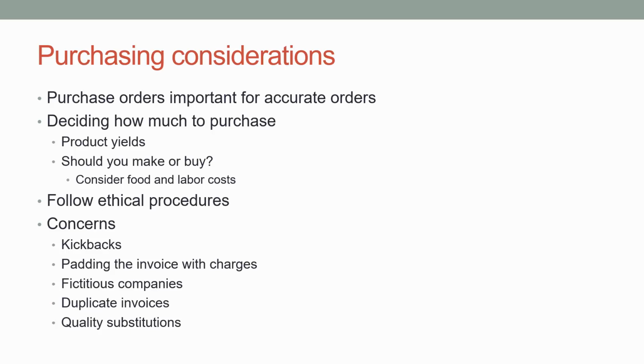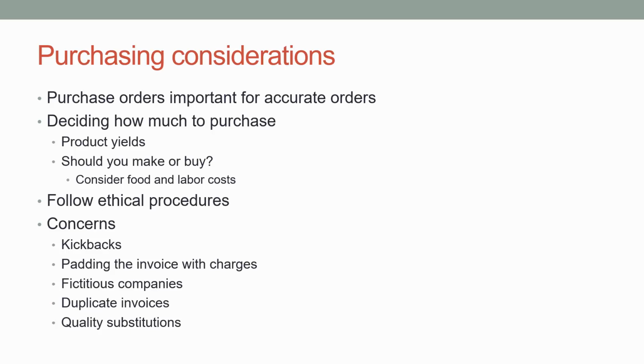Obviously, you want to follow ethical procedures. We don't want to break any of our kickback rules. No padding the invoices, no fictitious companies. You hear all the time about people embezzling money and things like that, so obviously we don't want to do that. But it's important to keep adequate records for purchasing, so we're ensuring that none of this is happening. Sometimes duplicate invoices will get paid by accident, so you want to make sure that a good organization system is in place to make sure you're paying the right amount for your invoices.